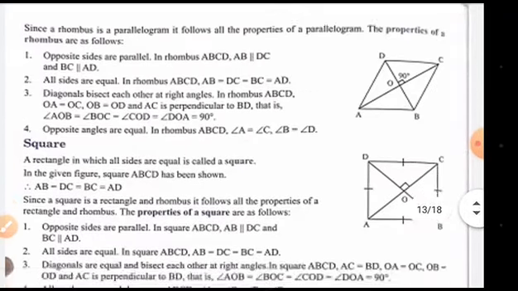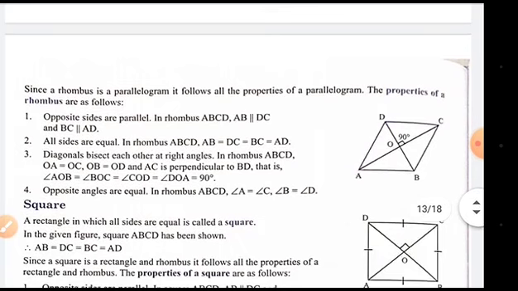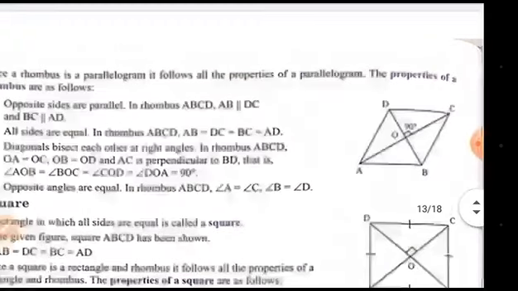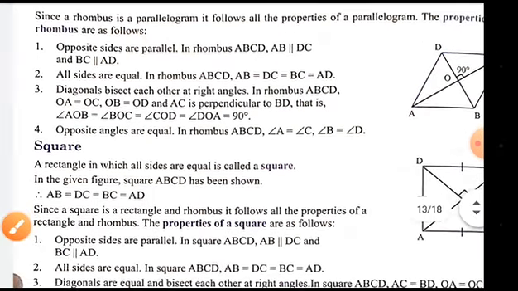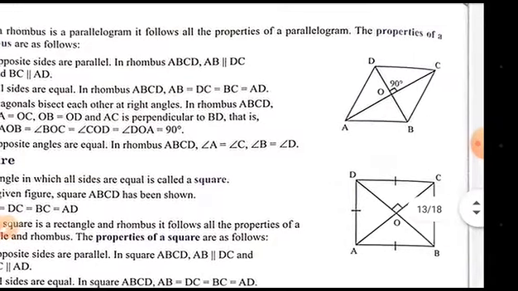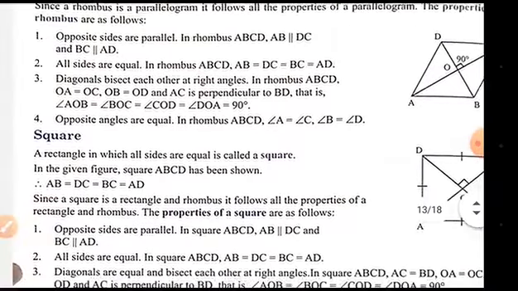Now students, you can see here in the case of a rhombus, diagonals are not equal, but they cut each other at 90 degrees. That means they bisect. This part will be equal to this part and this part will be equal to this part, and they all cut at a right angle. Now, opposite angles are equal in a rhombus. That means angle A is equal to angle C and angle B is equal to angle D.